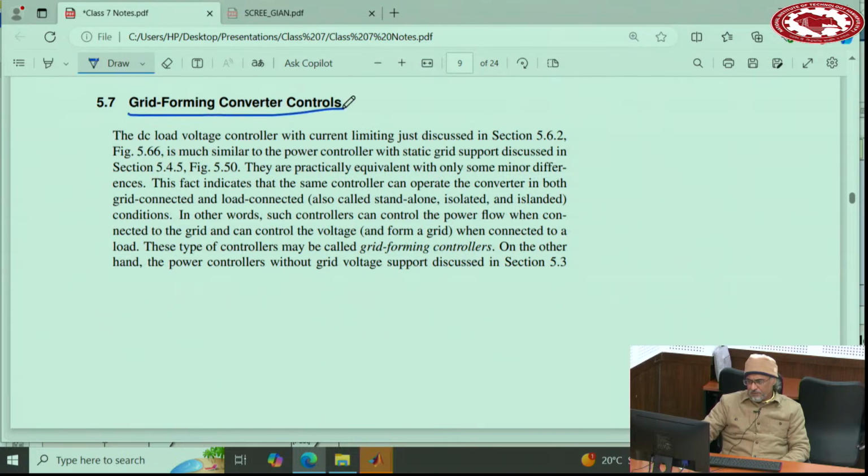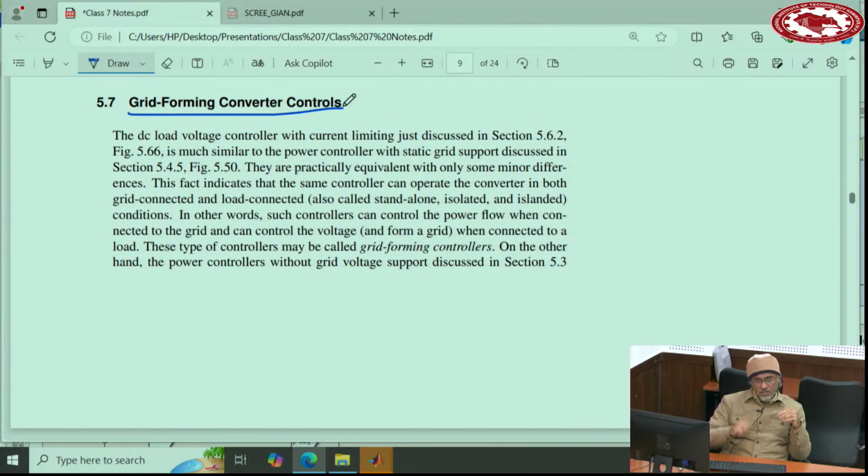Grid forming converter control. Grid forming means that we want this converter to be able to form a grid, meaning that if grid is not available, the converter can provide or generate a voltage for the loads that are connected, and that voltage should be close to the voltage that a grid would provide. So if the grid is 120 volts, for instance, and now suddenly the grid is not available, the loads should still receive a voltage of 120 volts from the converters, right? Maybe slightly different, but close to that.